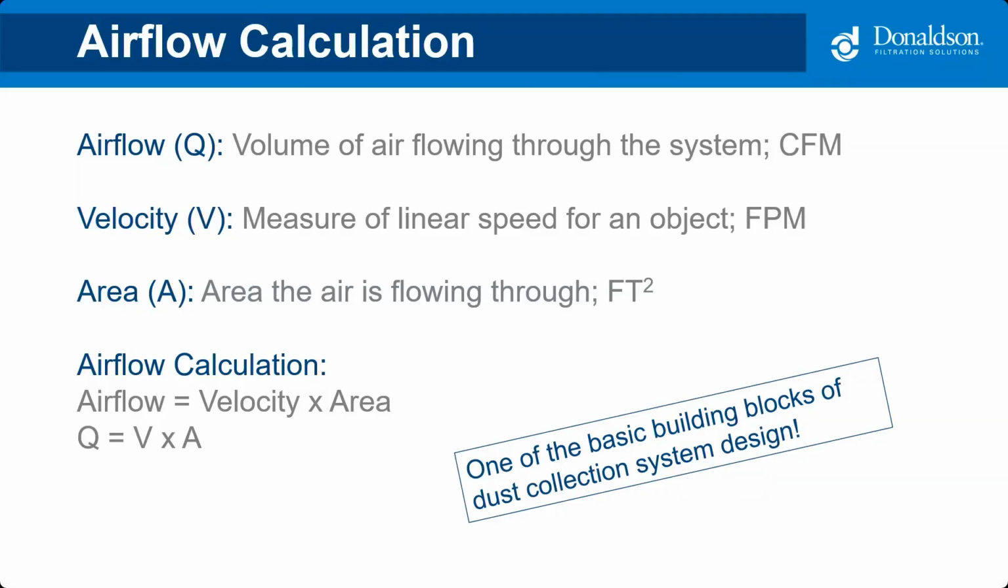This formula is one of the basic building blocks of dust collection system design. We start at the pickup points and calculate using this formula to get the needed airflow of each pickup through the duct and give us a total CFM needed for the system. This formula is also used when calculating the needed velocity within the ductwork. Throughout the design of this system, we refer to this as Q equals VA over and over again.